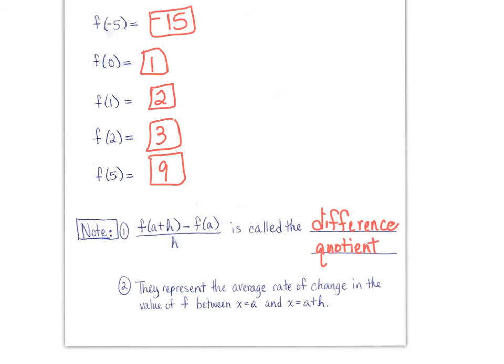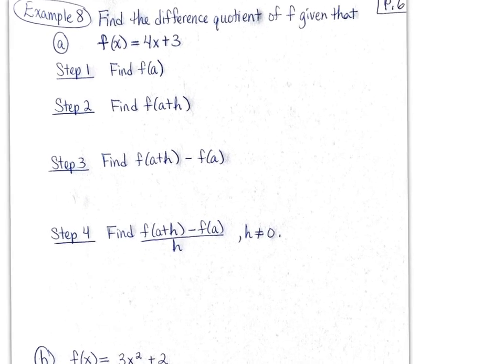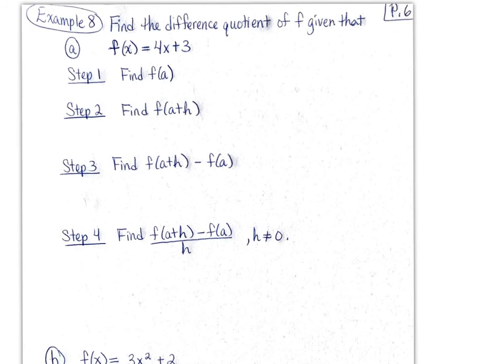So the difference quotient is f of a plus h minus f of a, divided by h. This you'll need to know. Okay? All right, let's look at some examples where we apply the difference quotient, or where we have to find it. Now, we're going to find the difference quotient.